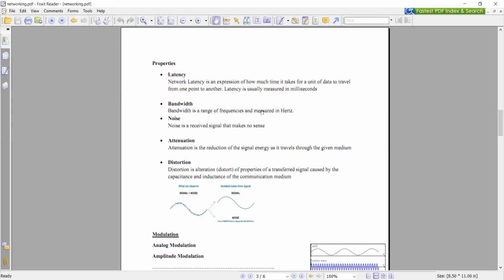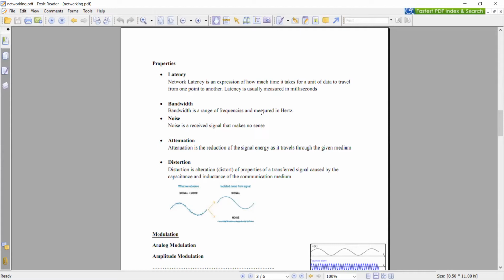Then properties, we'll go through the properties of these media. Latency. Network latency is an expression of how much time it takes for a unit of data, right? Which are frames, data packets. So that can be a unit.